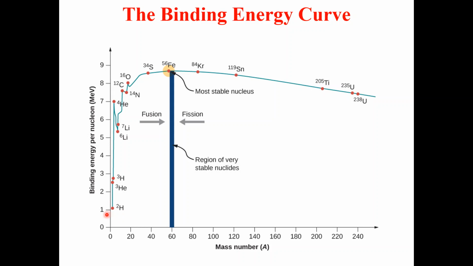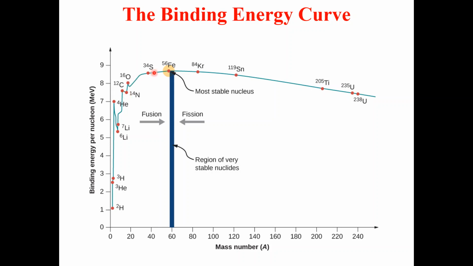Here you can observe it for different elements, starting from deuterium, then helium-3, then tritium. Initially it increases rapidly from deuterium to helium-3 and tritium, and then for helium-4 it has a value of around 7 mega electron volts. Then we have an abrupt decrease down to lithium-6, and then again an increase with the increasing number of nucleons until lithium-7, and then a sharp increase in the binding energy until we reach nitrogen and then oxygen.